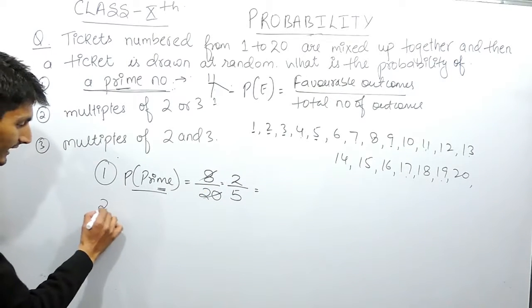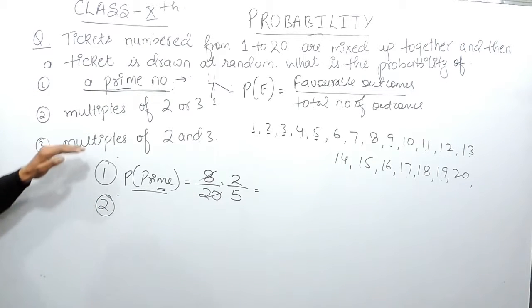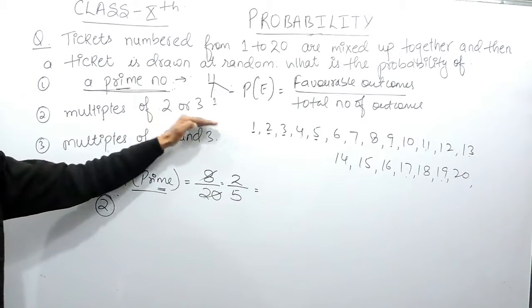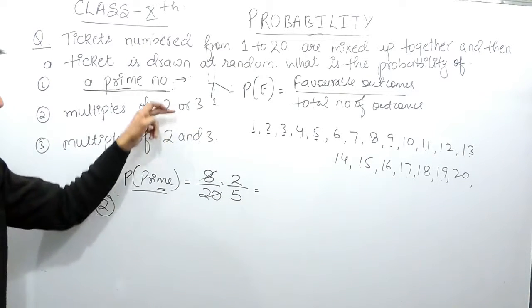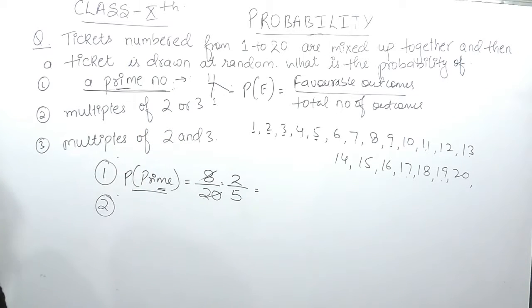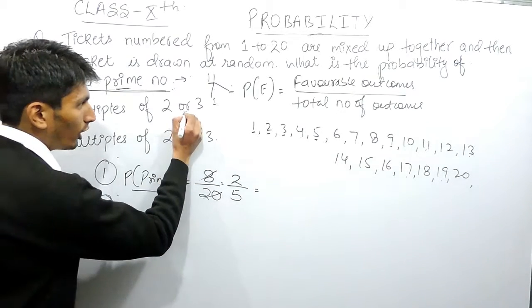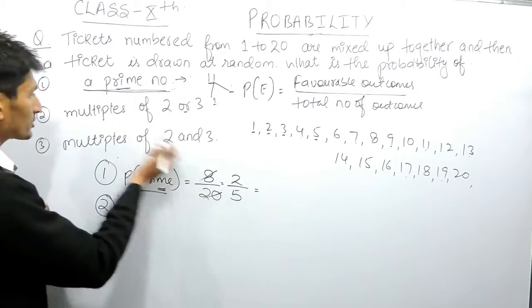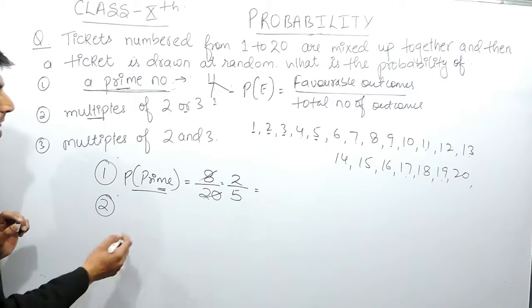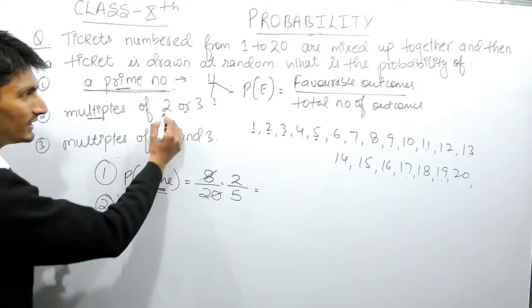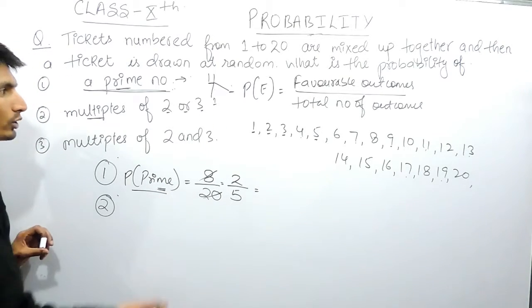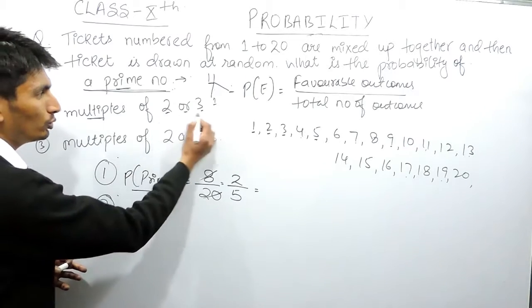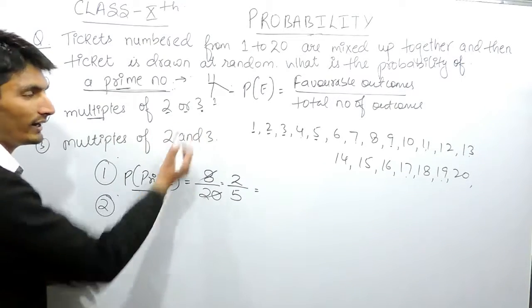Now, in the second case, this is the multiples of 2 or 3, and this is the multiples of 2 and 3. Now, what is the difference between this 'or' and 'and'? First of all, we must know what multiples are. Multiples are basically the numbers which come in the table of 2 or in the table of 3. Or you can say the numbers which are divisible by 2 and 3 are the multiples of 2 and 3.